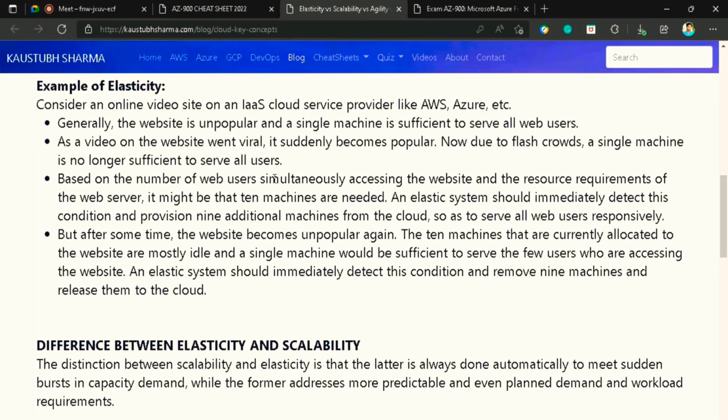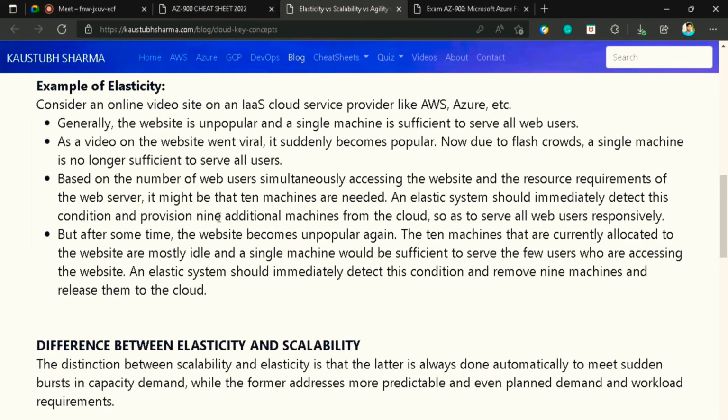Or it will start increasing the number of VMs. So now it has raised it to 10 machines. Whatever crowd we have, meaning the number of users we have, it requires 10 machines to fulfill that requirement and to function properly. So an elastic system will automatically detect this and provision 9 additional machines.